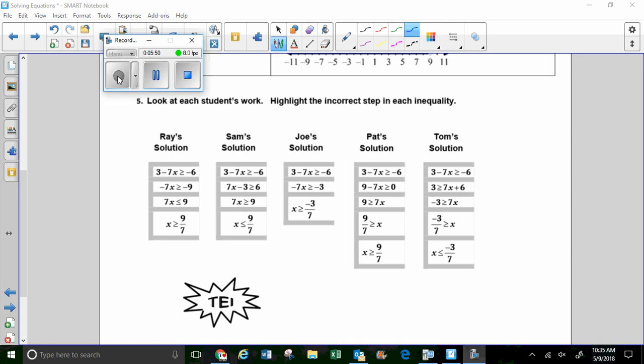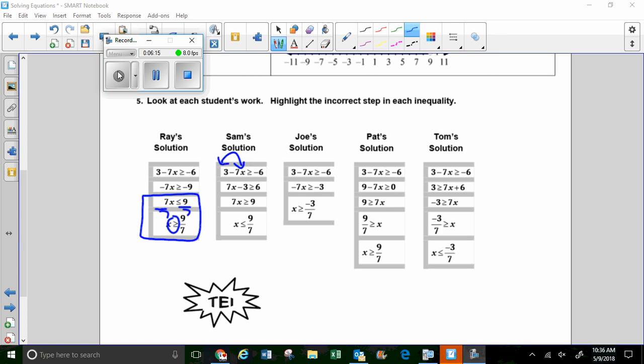So the mistake with Ray's solution is he divided by 7 on both sides, and then he flipped the inequality. But that was unnecessary because he divided by a positive. So I would say that the mistake happened between those two steps.